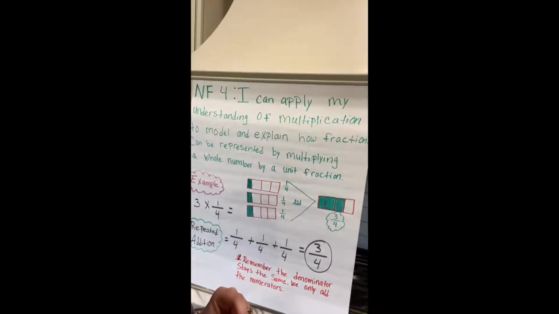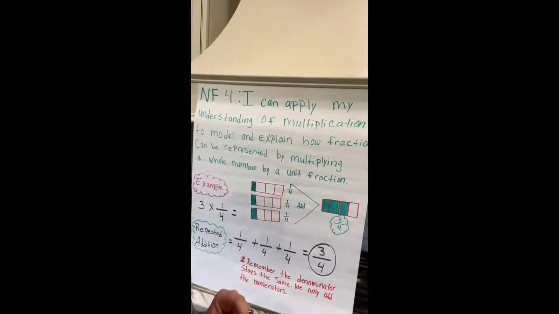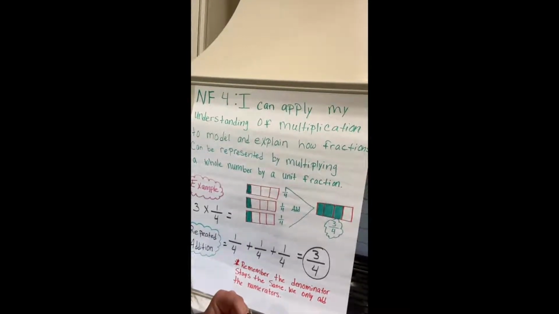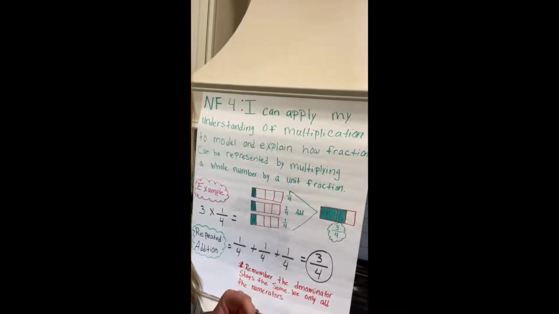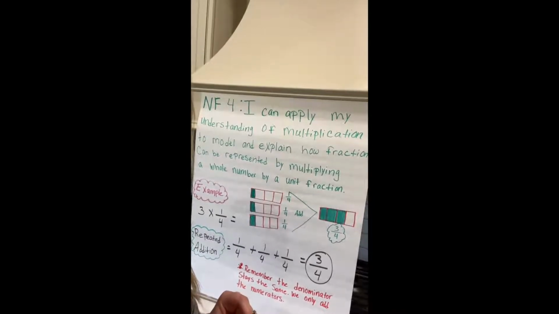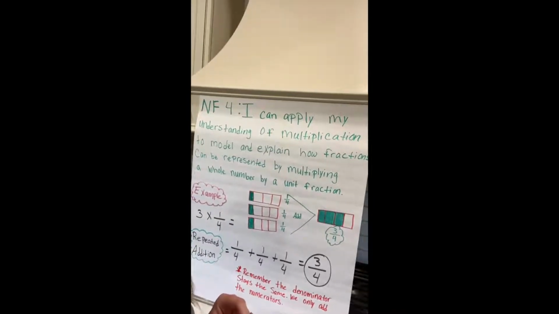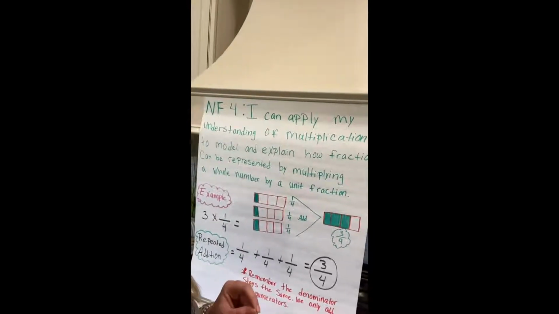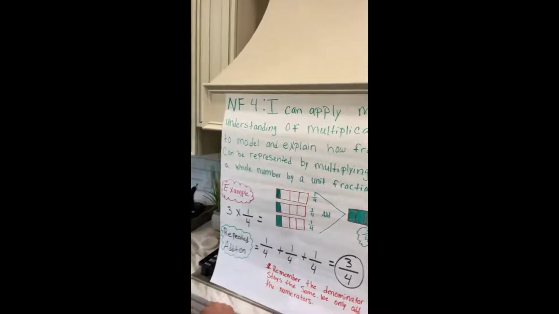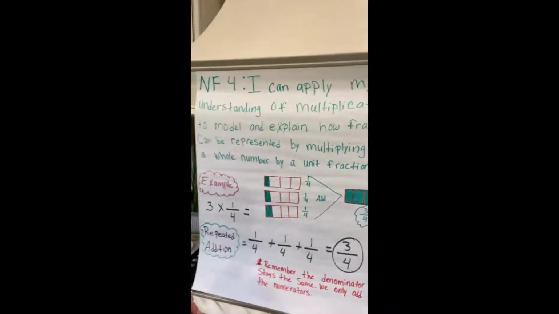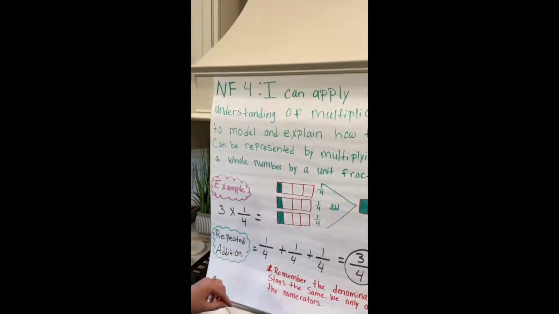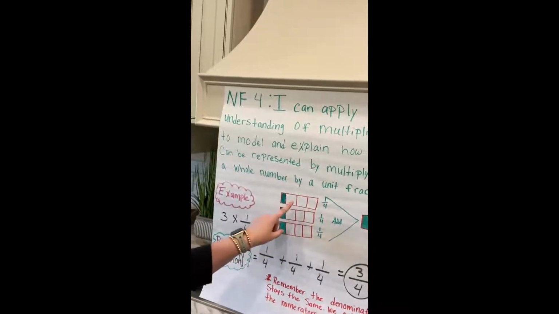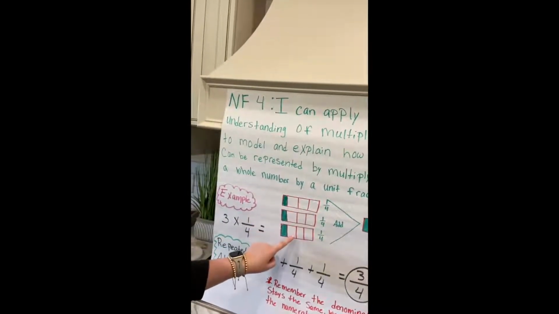N.F.4 says I can apply my understanding of multiplication to model and explain how fractions can be represented by multiplying a whole number by a unit fraction. Okay? So in this example that I drew on my chart for you, I just did 3 times 1/4. And I solved this in 2 ways. First, I drew a model. So I drew 1/4 3 times.